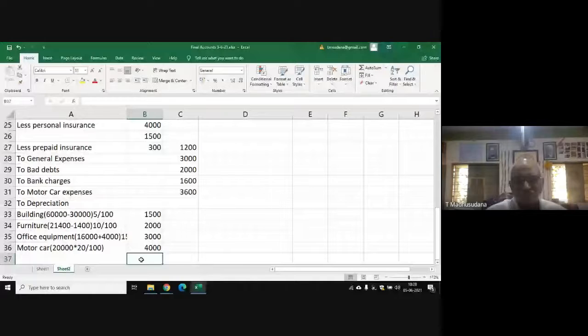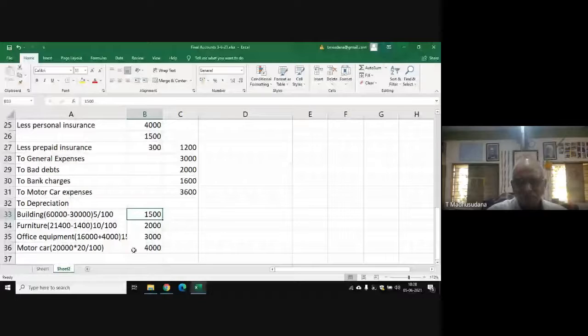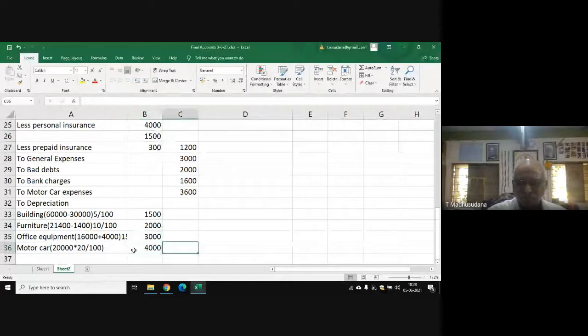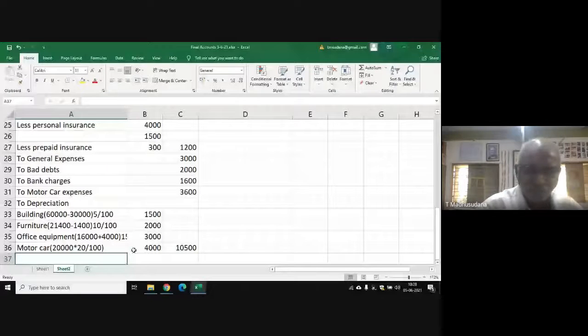If we add all these four, that is depreciation on building 1,500 plus furniture 2,000 plus office equipment depreciation 3,000 plus motor car depreciation 4,000. What is the total? 4 plus 3 is 7, 9, 10,500 total. Depreciation 10,500. Next, to reserve for bad debts.